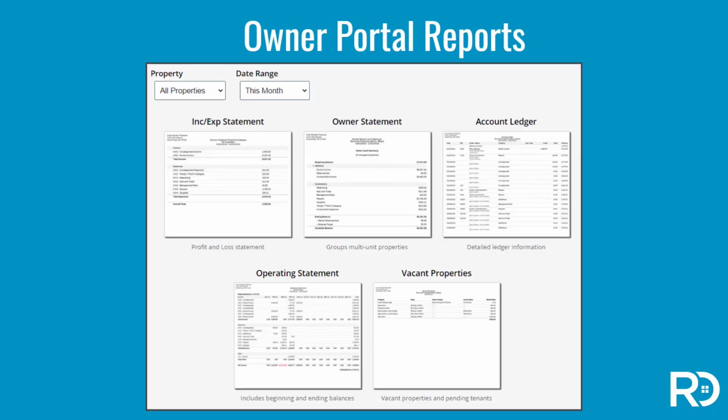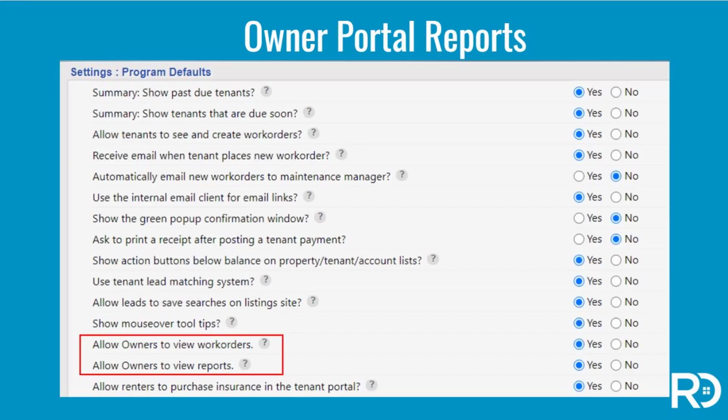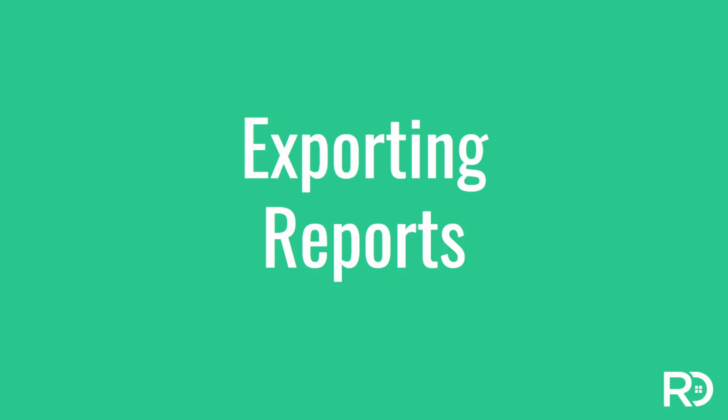If working in the PM version of Rentec Direct, the property owners you manage for can instantly access real-time reports right through their mobile-friendly owner portal, saving you time preparing and sending out monthly reports. The option to have reports appear in the owner portal is managed through your program default settings.